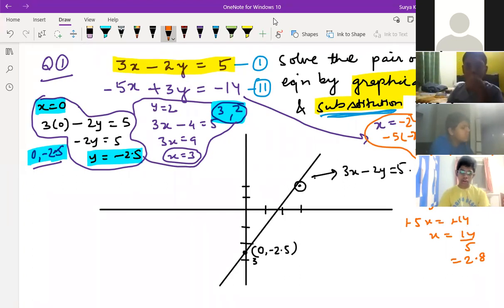You should not get 2. Keep 2 also, sir, and x. Sorry, 2, sir, and x. You are saying this part or this part? Which one? x, sir, the x value. x is equal to 14 by 5 is now coming, 14 by 5. So we're getting 2.8.